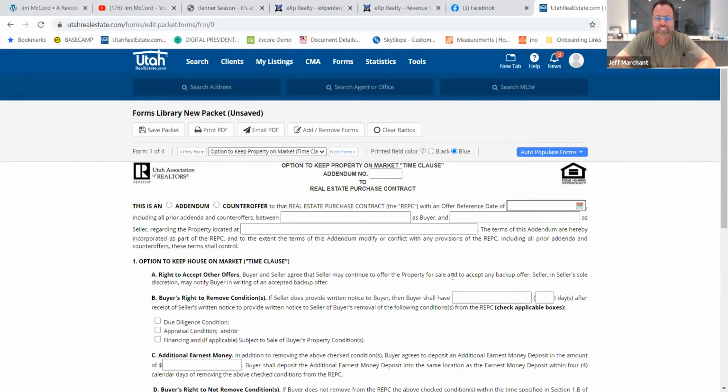So who knows what a time clause is on an offer? Those of you that have written offers before, or maybe at least heard about it, anybody know what a time clause means?